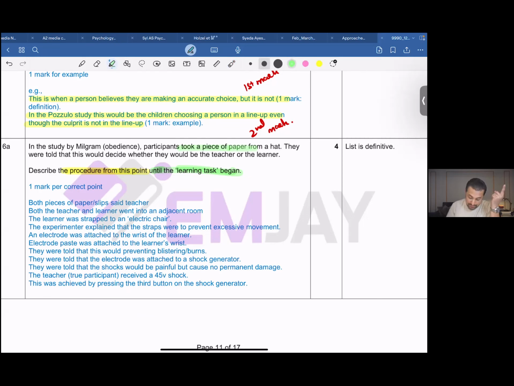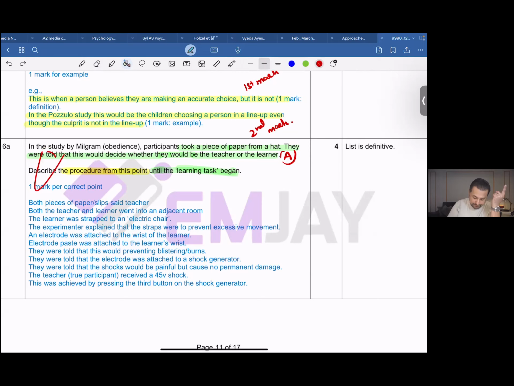They took a piece of paper from a hat. They were told that this would decide whether they would be the teacher or the learner. So you are asked to, let's just say this is point A, this is point B. You are asked to describe the procedure between point A to point B. Now, again, you could write a lot, but before that, this is a question on description.